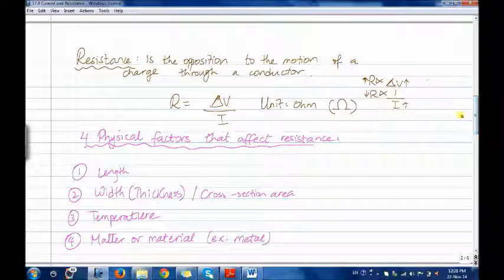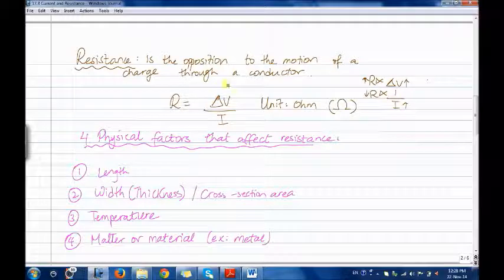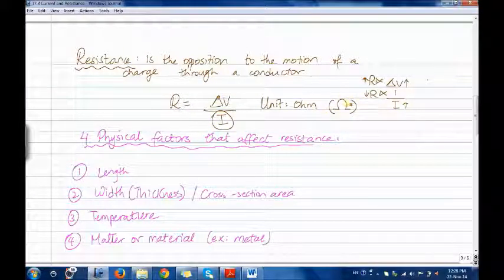Now moving on to resistance. Resistance is the opposition to the motion of a charge through a conductor. So the formula is R equals ΔV over I. Remember, ΔV is the potential difference, and I is the electric current. The unit is ohm, and you could write it as this symbol.